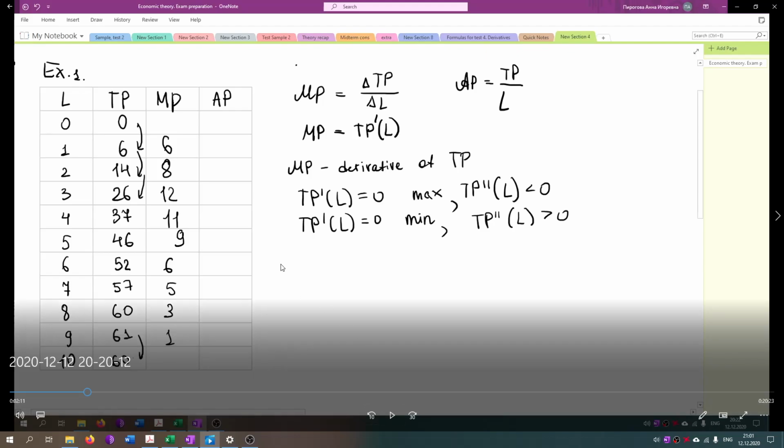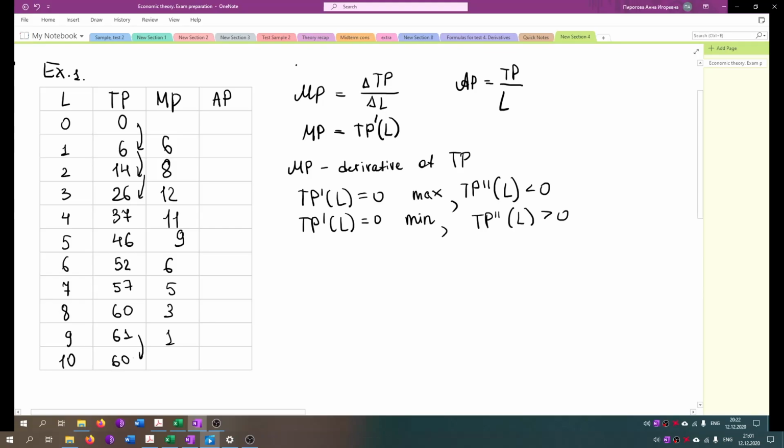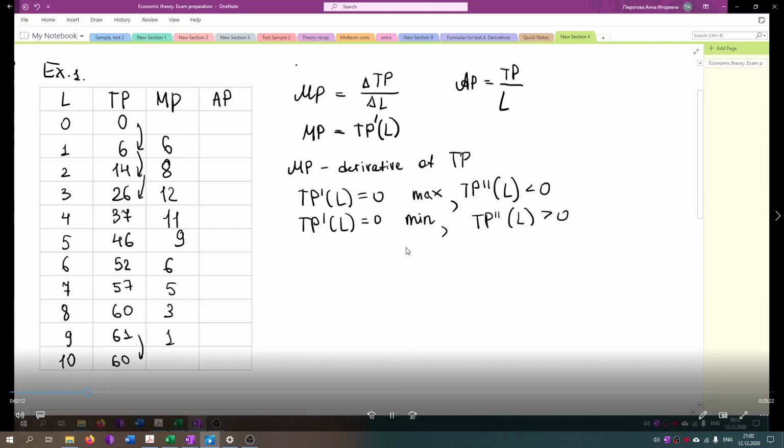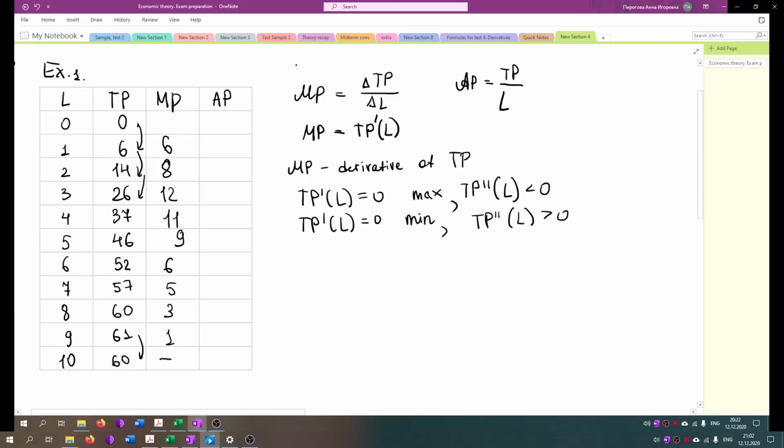In the last row we have 60 and 61, so we go from 61 to 60, and in this case marginal product will be negative because 60 minus 61 will be minus 1. So yes, minus 1.